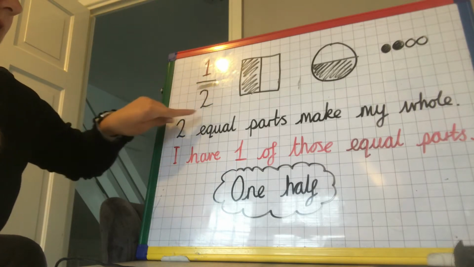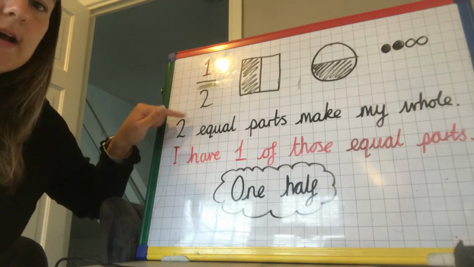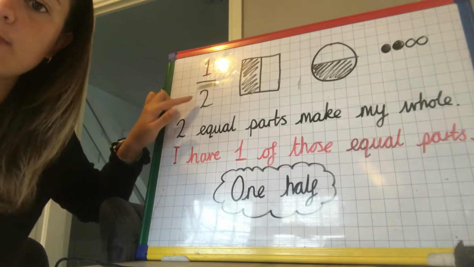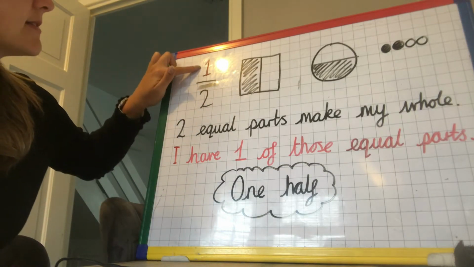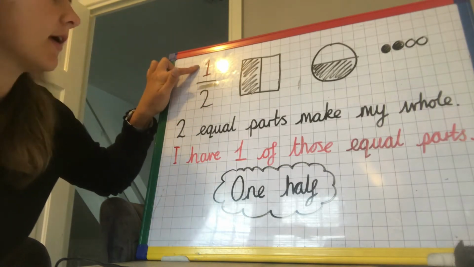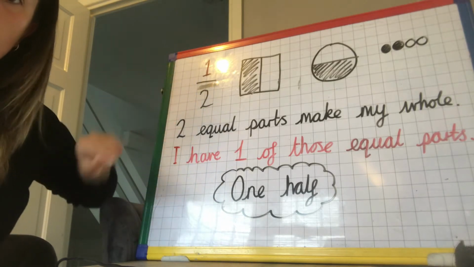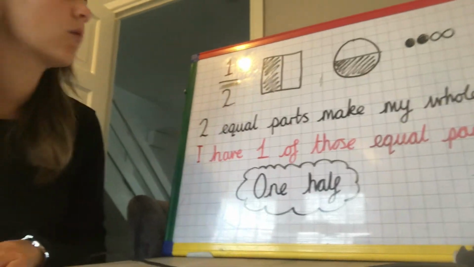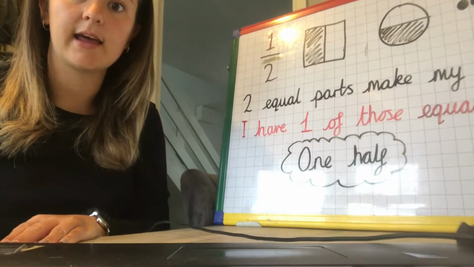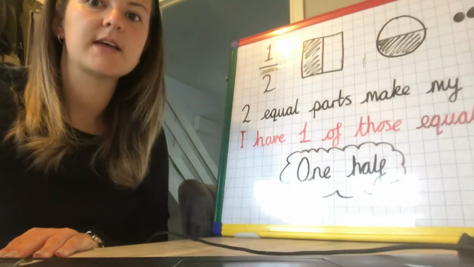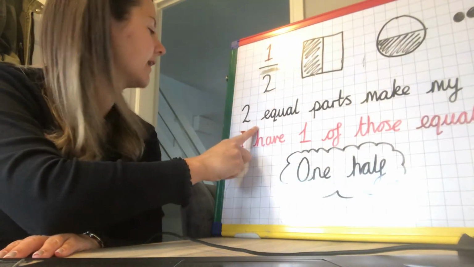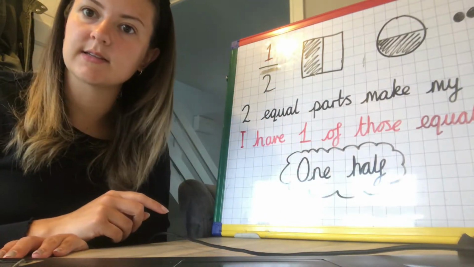Now, we know that this bottom number here, the denominator, means how many equal parts make the whole, and this top number means how many of those parts we have. Okay, so I have shown a half here in lots of different ways. Now, we actually read this with actions in my class. So we're going to read this fraction here and our stem sentence together.